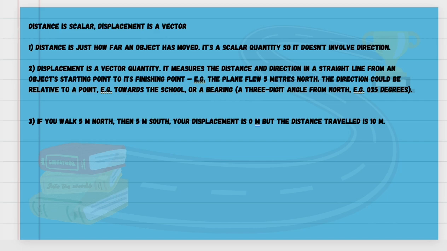The direction could be relative to a point, for example, towards the school, or a bearing, a 3-digit angle from north, for example, 035 degrees. If you walk 5 meters north, then 5 meters south, your displacement is 0 meters, but the distance travelled is 10 meters.